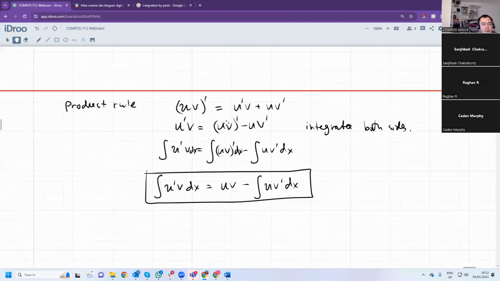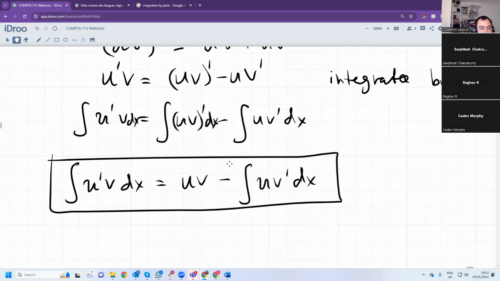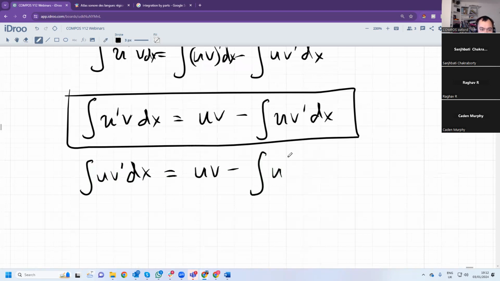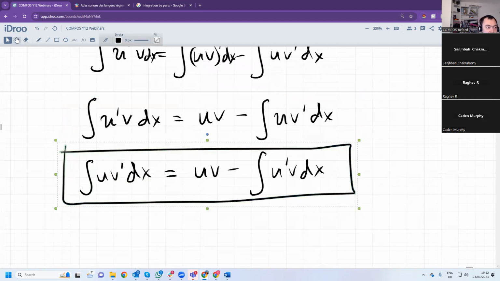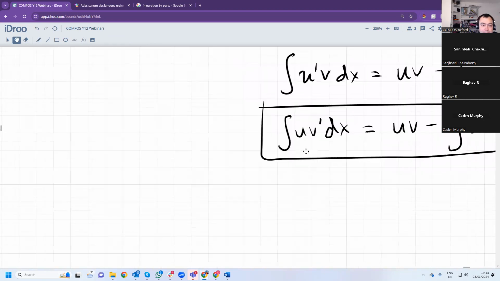So what they do is they do it in the opposite order. When I did this, I expressed u dash v. So I'm just going to switch those round. I'm just going to take this to the left and this to the right. So the integral of uv dash dx, I'm just rearranging it, nothing serious, is uv minus integral of u dash v dx. So we're going to use this formula. They're equivalent, they're identical. It's just a different order of things.